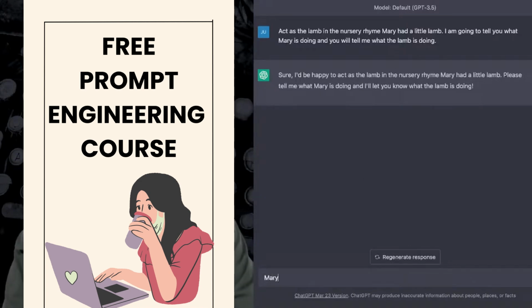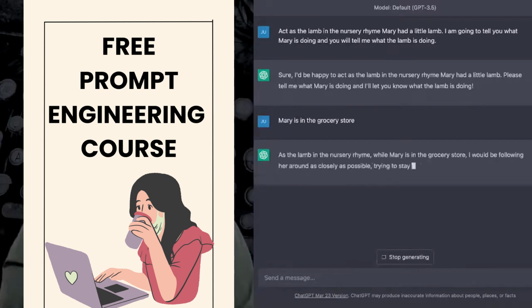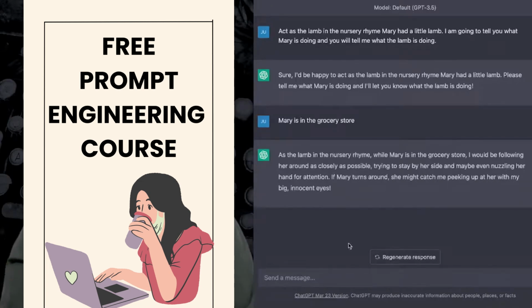Okay, Mary is in the grocery store. So as the lamb in the nursery rhyme, while Mary is in the grocery store, I would be following her around as closely as possible, trying to stay by her side and maybe even nuzzling her hand for attention.